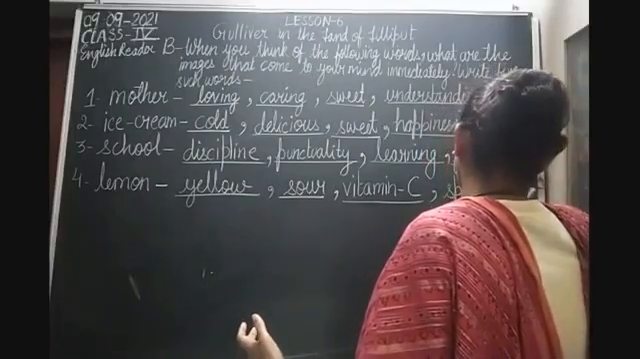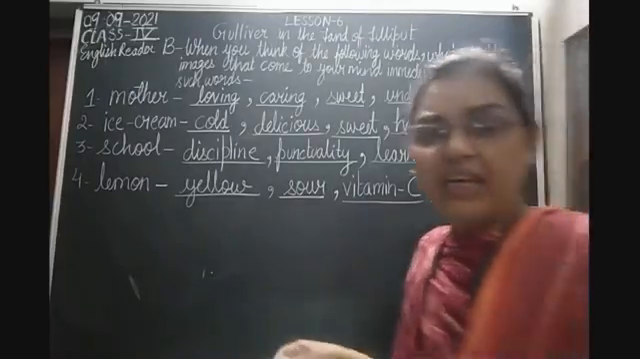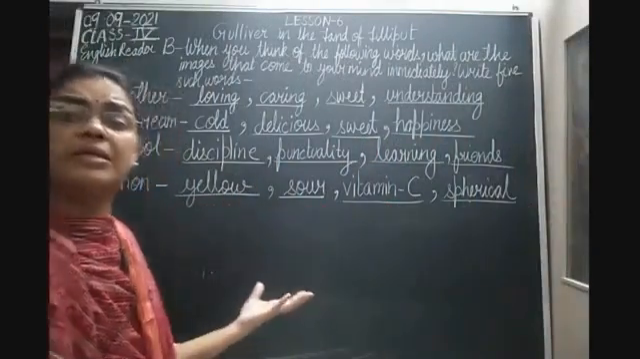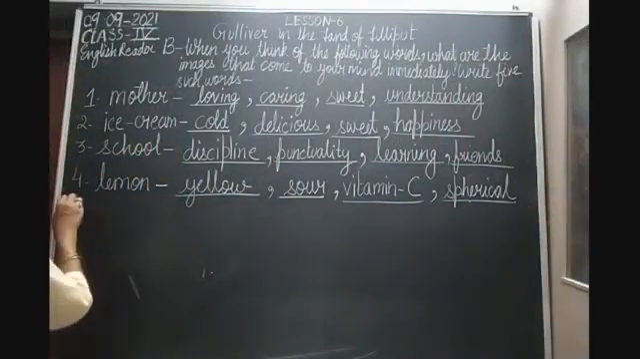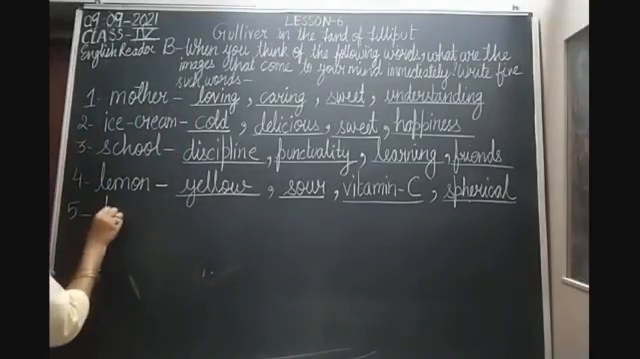The shape of the lemon is spherical. If you wish you can write tangy. If you wish you can write lemonade, because we make lemonade from lemons. So you can change the words. Then the next word, the last word is football.